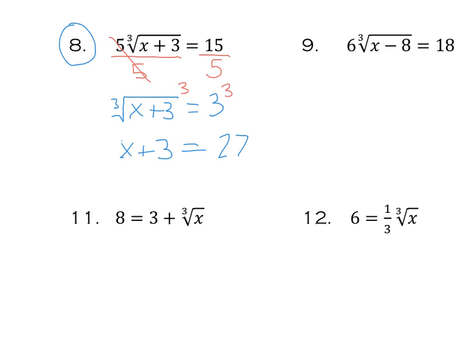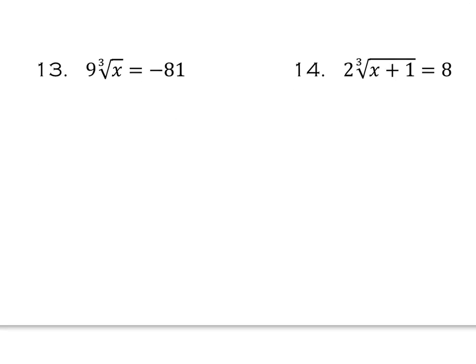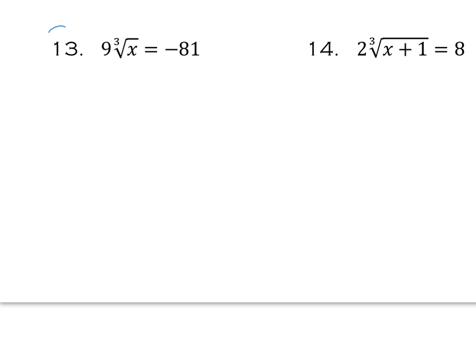Then the last step is to subtract 3 from both sides to get x by itself. And that gives us x equals 24 as our final answer. Alright, let's take a look at one more problem. Let's do number 13.